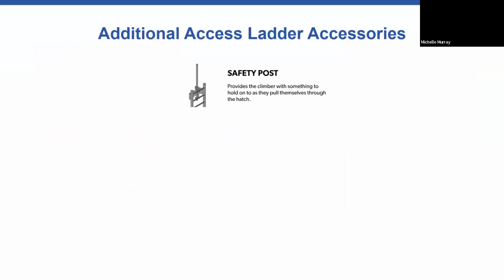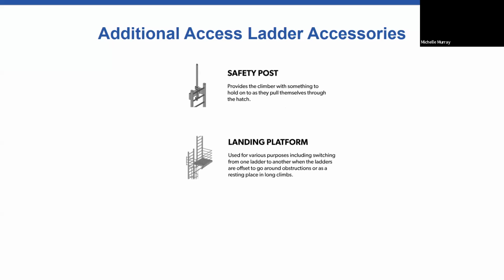Some additional accessories and options for fixed access ladders are a safety post. This provides the climber with something to hold on to as they pull themselves through the hatch. Landing platforms. OSHA requires landings for climbs longer than 50 feet. If there's no fall arrest system, they are placed every 20 feet. Landing platforms can be used for various purposes, including switching from one ladder to another when the ladders are offset to go around obstructions, or as a resting place in long climbs.